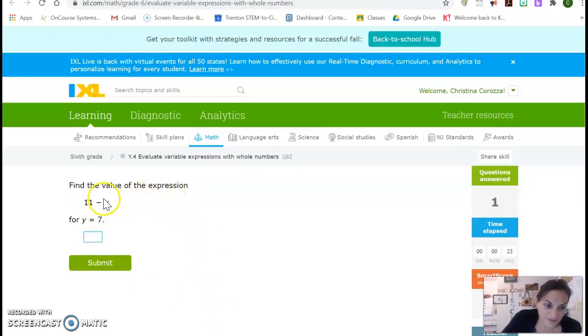Okay, here's another one. 11 minus y for y equals 7. So 11 minus 7 is 4. Click submit. Boom. Look, I'm already at a 19%. You guys should be getting 100 on these, okay?